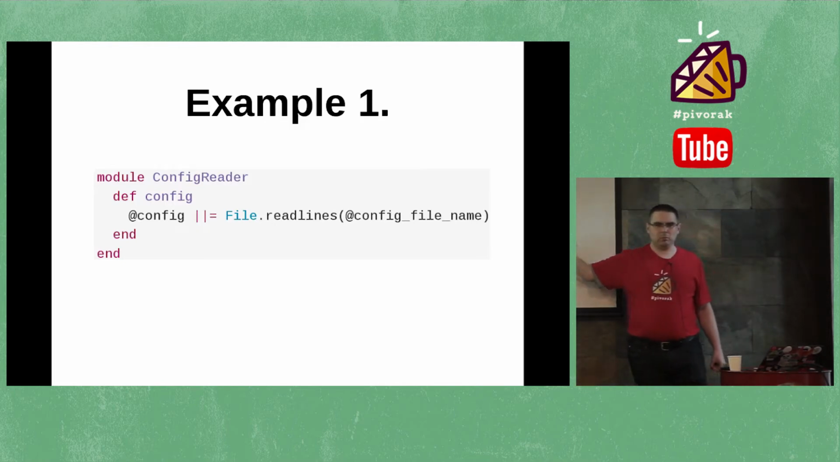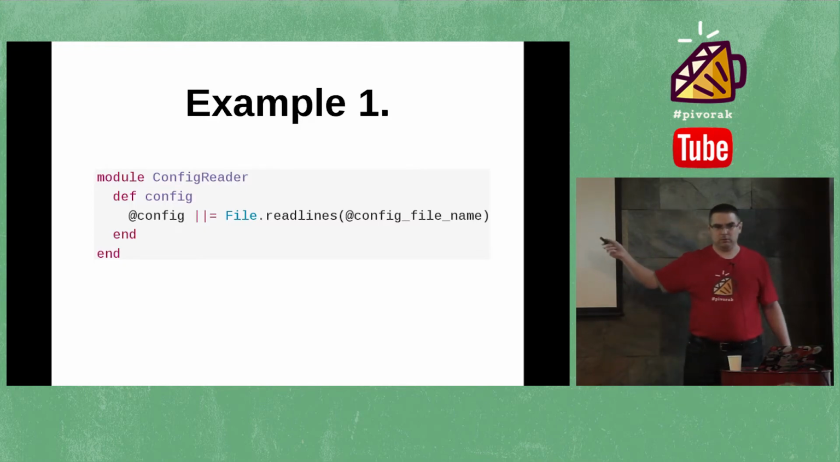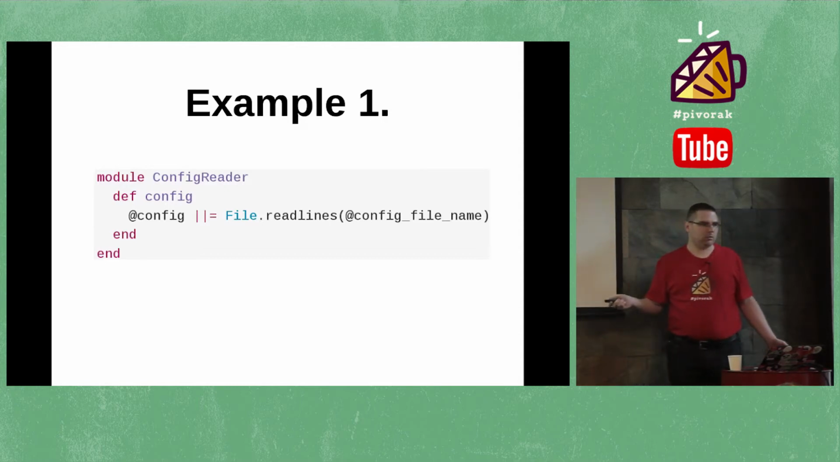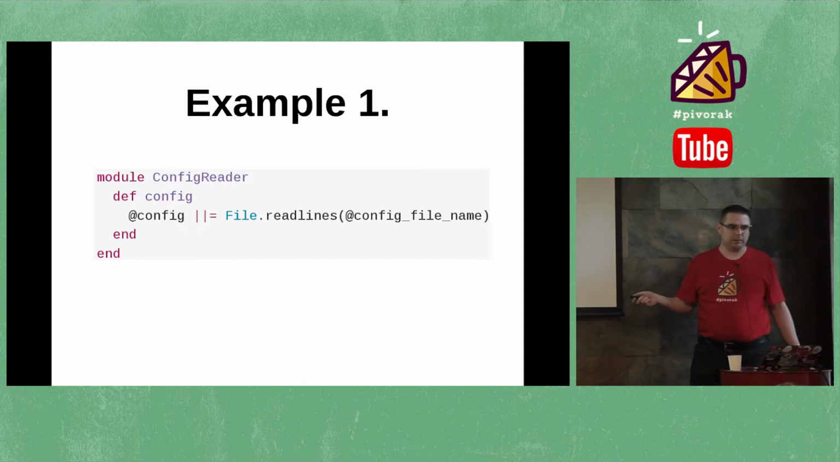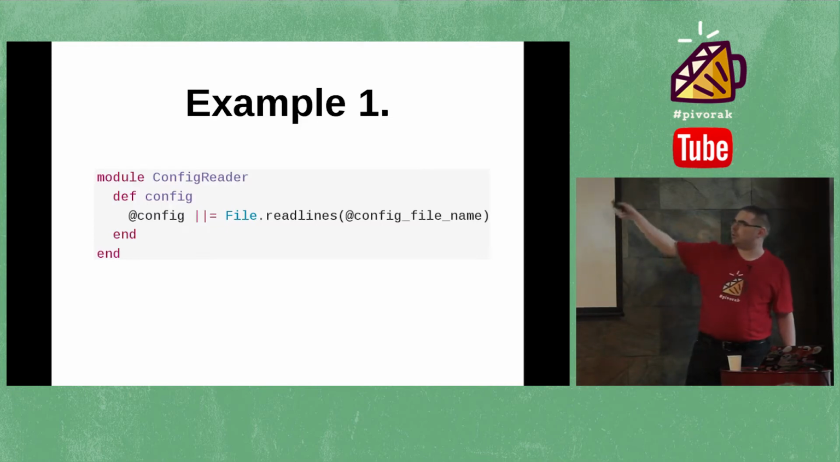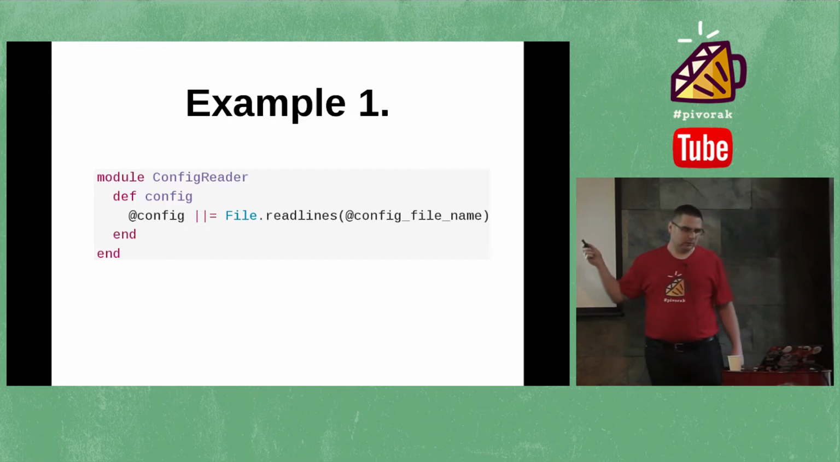So if another module defines config, which does something different, doesn't have to be the same thing, here we are assuming it's an array of lines, but maybe it will be a hash. It's a totally different interface. So we are changing instance variables here, and we are assuming there will be some variables. There is no way to check it.